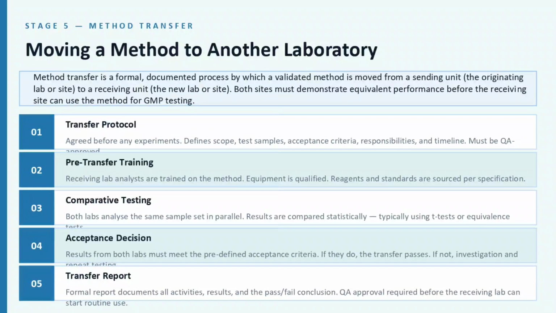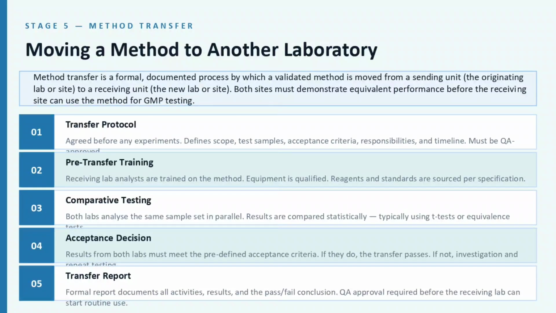Step 1. A transfer protocol is written and approved by QA before any testing begins. It defines exactly what will be tested, what samples will be used, what the acceptance criteria are, who is responsible, and what the timeline is. Both the sending site and the receiving site must agree to and sign off on this protocol. Step 2. The receiving laboratory prepares.